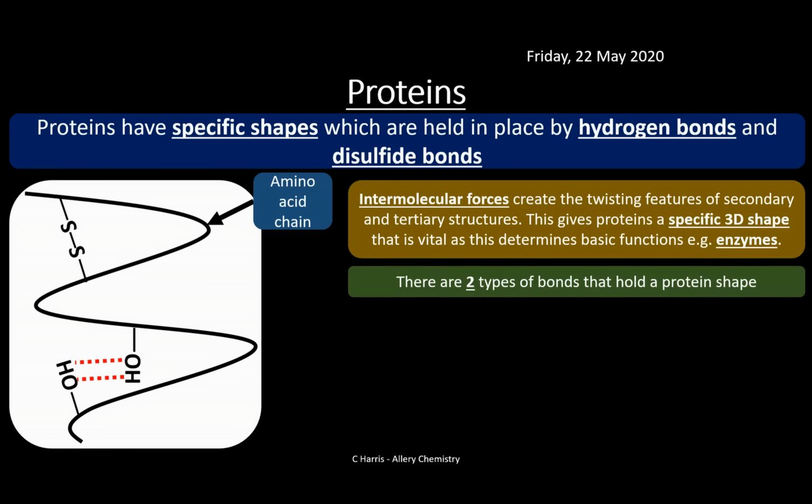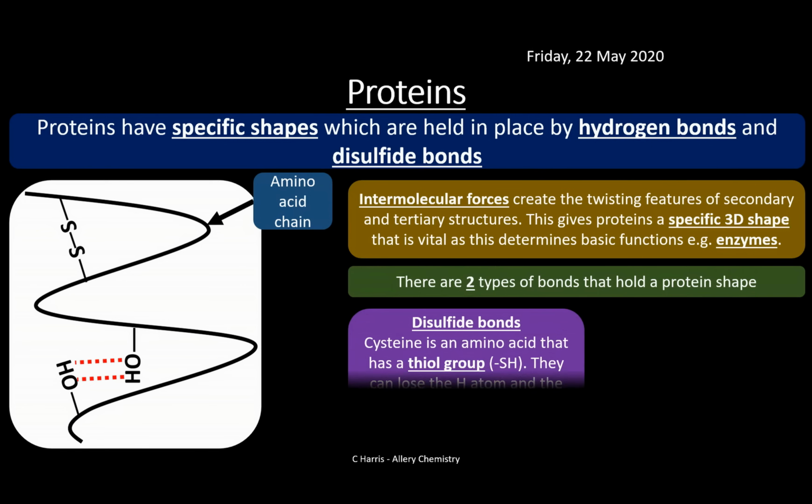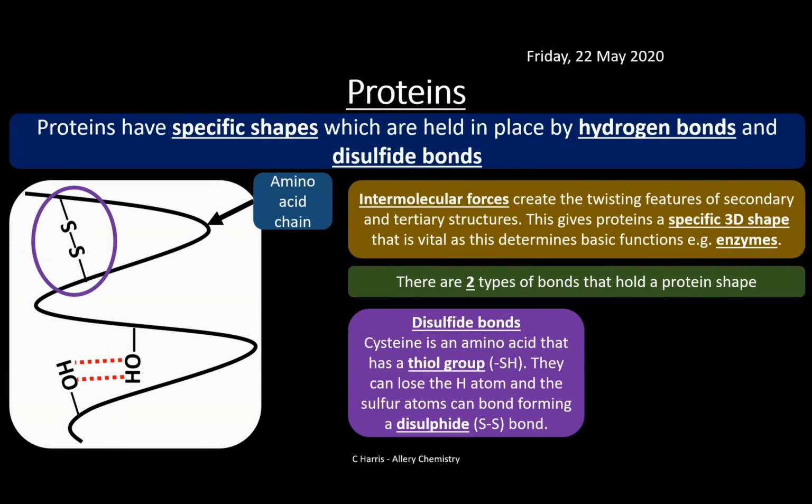So there are two types of bonds that hold this protein shape together. The first one is the purple one there. These are disulfide bonds. This is actually created from, for example, cysteine, which is an example of an amino acid. It has a thiol group in there, which is SH. Anything with thi is to do with sulfur. So you've got the thiol group, which is SH, and they can lose the hydrogen atom, and the sulfur atoms that are remaining can form this disulfide bond, so this SS bond that you can see on there.